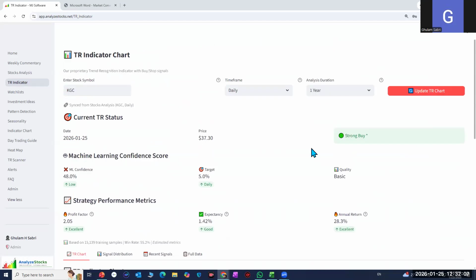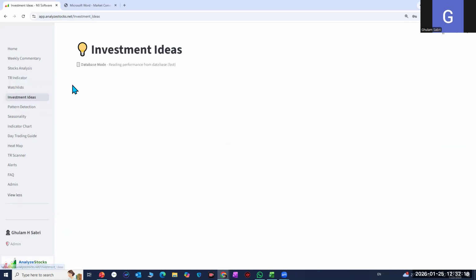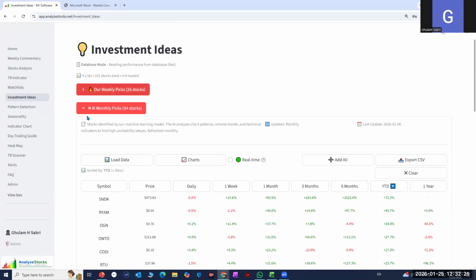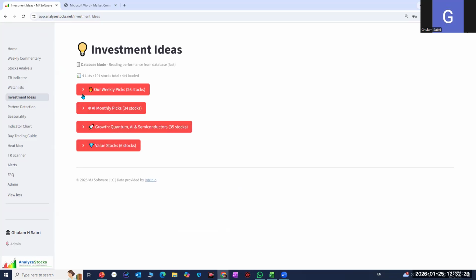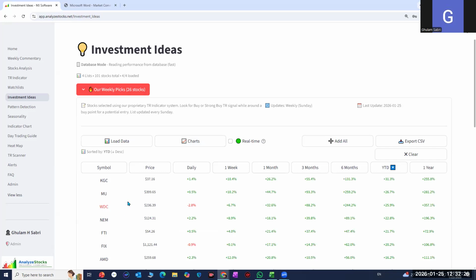So coming back to this. Mr. Shakil, I just explained that if you are a new person, your best bet will be to stick to these investment ideas, like these monthly picks, growth, value, and our own picks, and read our weekly commentary. Then select a few stocks, and go through this process, the TR indicator, and the fundamentals as well. Because it's not easy to train anybody in a few days or a few months to go through all these things. Sometimes it takes years.